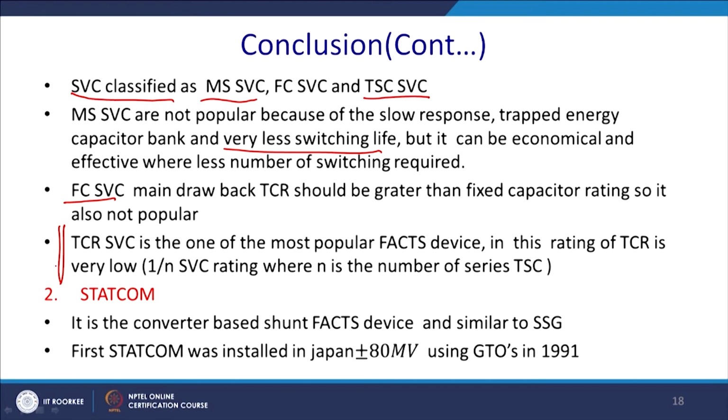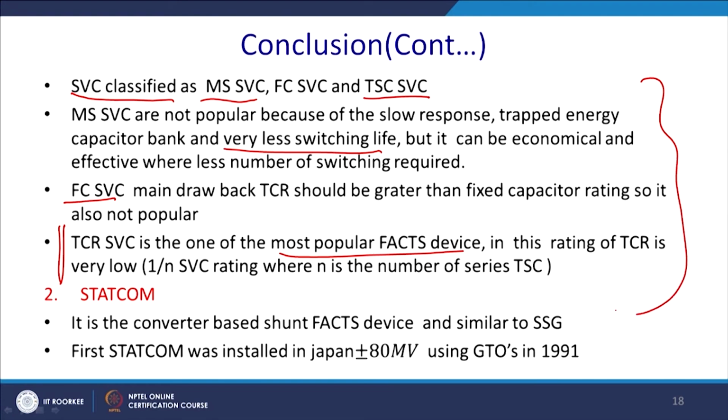That has a huge advantage, and it is the most popular FACTS device. The rating of the TCR is very low, and we have the splitting of this rating by 1 by n, where n is the number of modules, where we have modular switching. And all this shunt compensation is basically a passive kind of device.